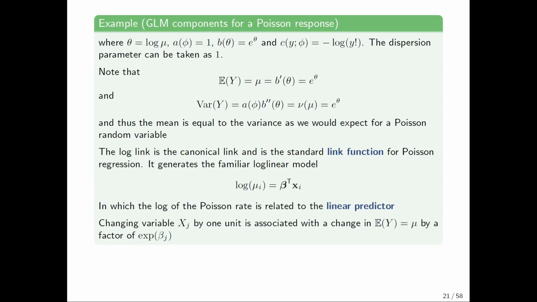The log link is the canonical link and is the standard link function for Poisson regression. It generates the familiar log linear model. The log of mu_i is equal to beta transpose x_i, the log of the Poisson rate related to the linear predictor. In this model, changing x_j by 1 unit is associated with a change in the expected response by a factor of e to the beta_j. And again, we'll see how that plays out in interpretation when we get to the applications later in this lecture, when we actually estimate some GLMs.